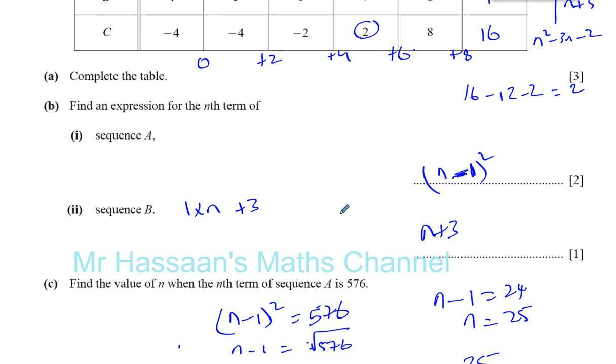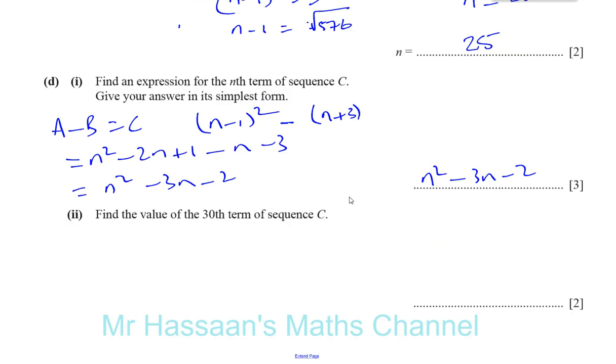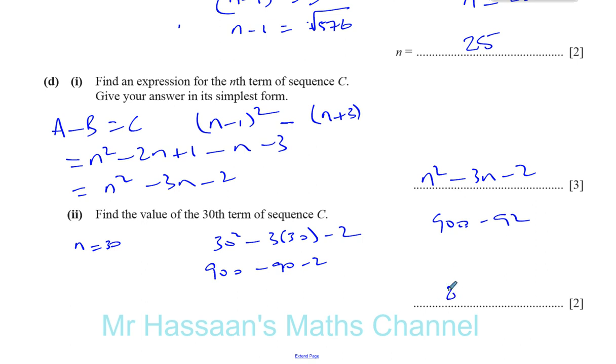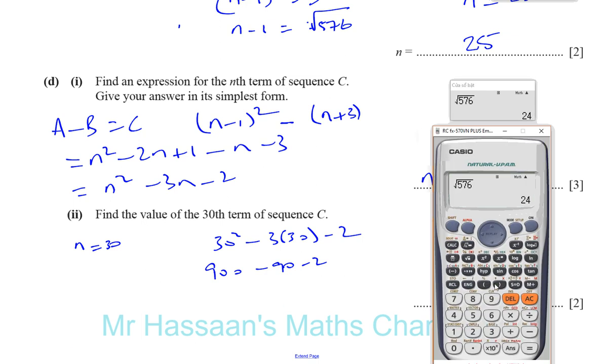So part C, it says find the value of the 30th term of sequence C. That's pretty simple. You're going to put n equals 30. So you have 30 squared minus 3 times 30 minus 2, that's 900 minus 90 minus 2, 900 minus 92, which is going to be 808, I think. Let's see how good my mental maths was there. So we're going to have 30 squared, minus 3 times 30, minus 2.